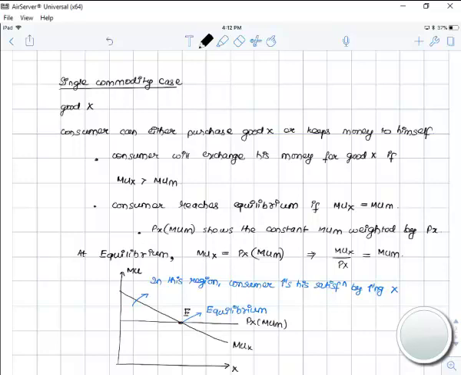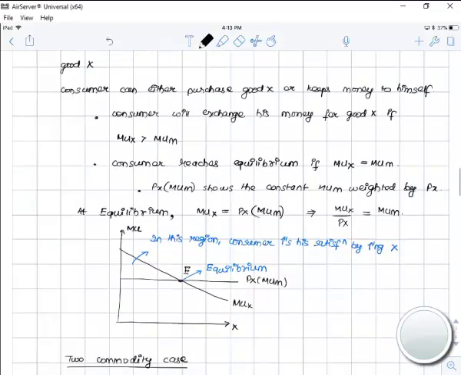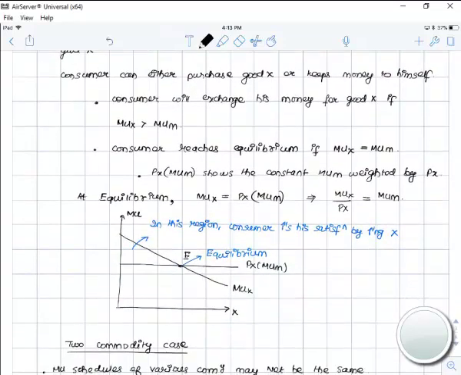Well, a consumer will be purchasing the good if the marginal utility which he derives from the good is more than the marginal utility of money he keeps to himself. Otherwise, he won't. That is what is shown here: the consumer can either purchase good X or keep money to himself. So the consumer will exchange his money for good X if MUX is greater than MUM.